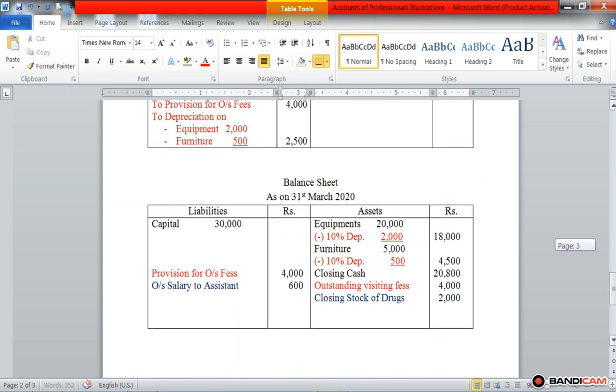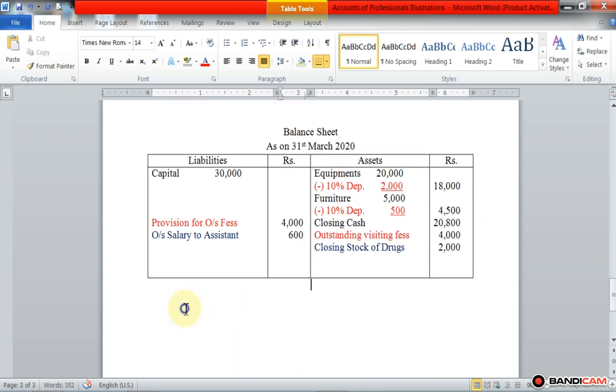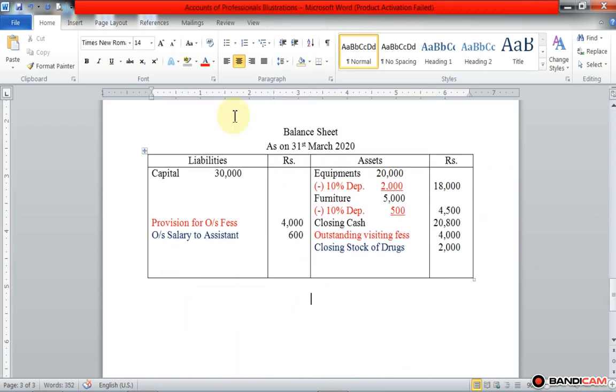Second effect, so find out actual drawings. We give the drawings effect after finding out the surplus or deficit. So here a working note. First, actual drawings. Okay, find out actual drawings.